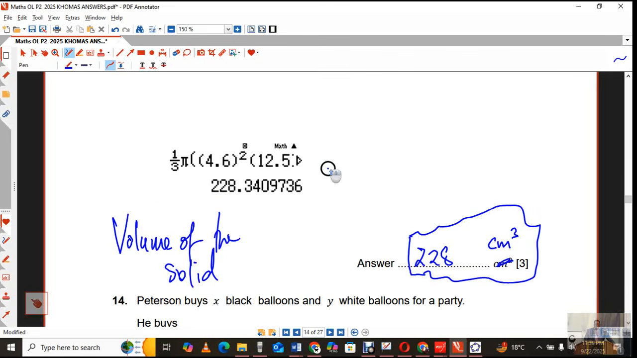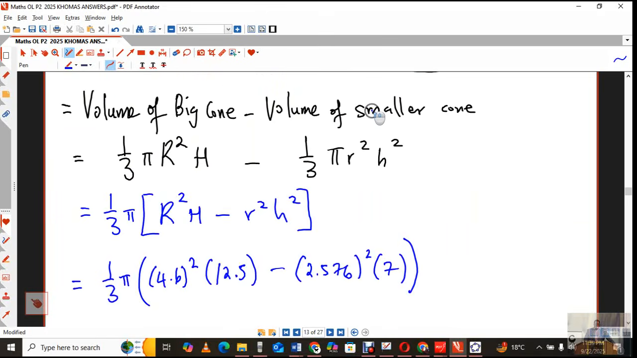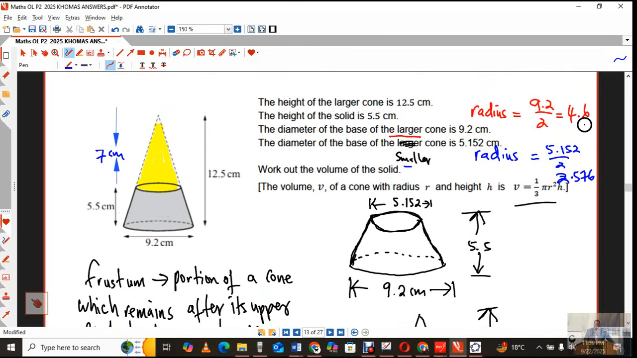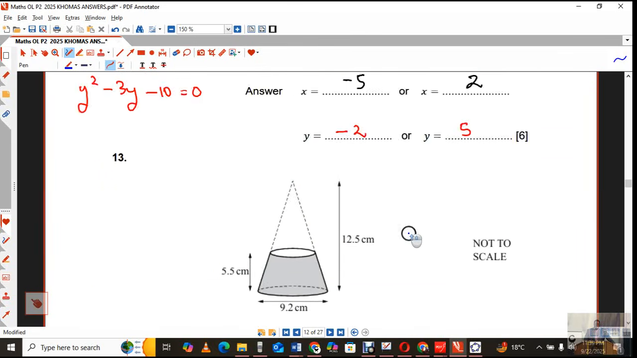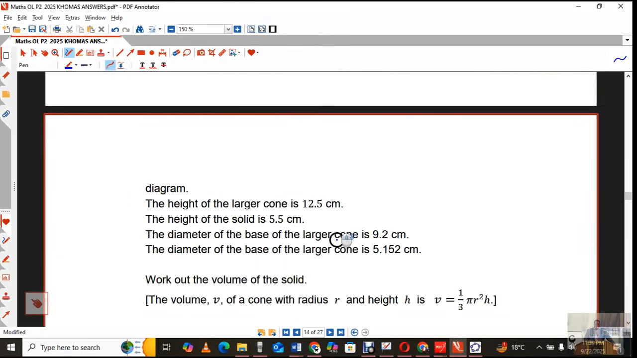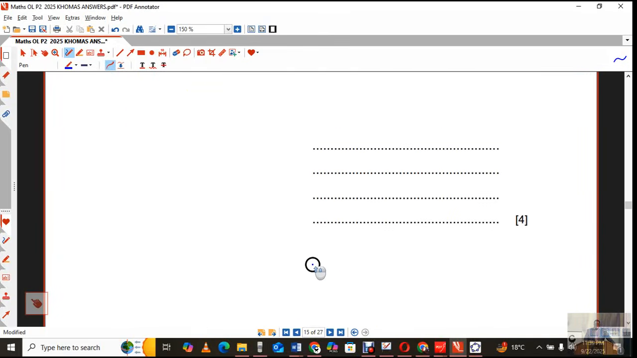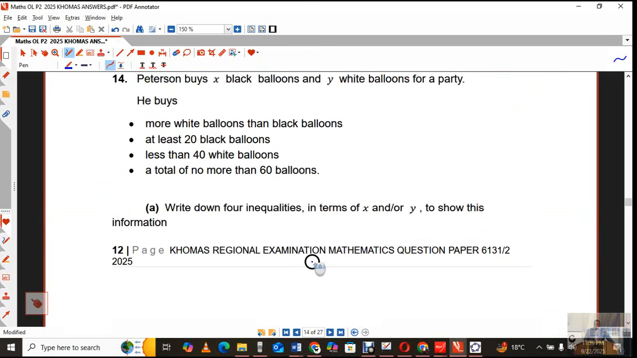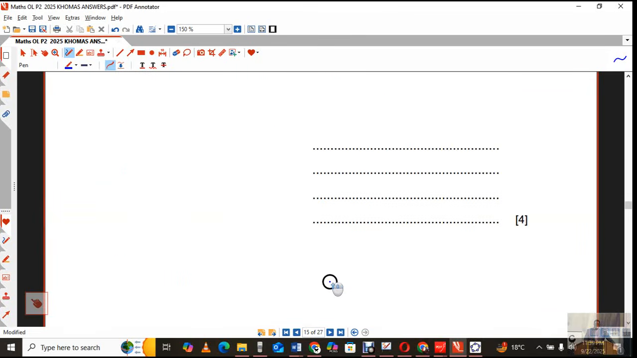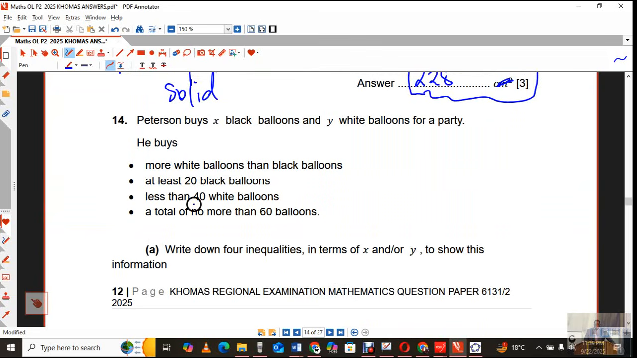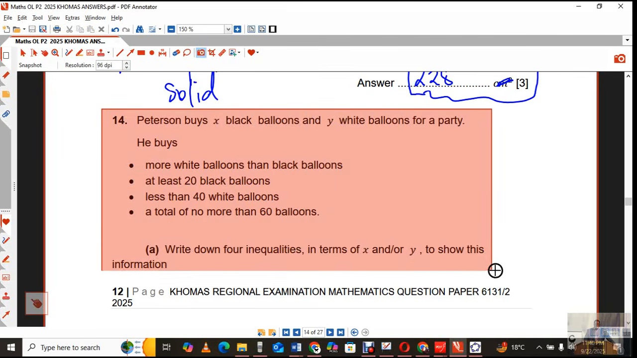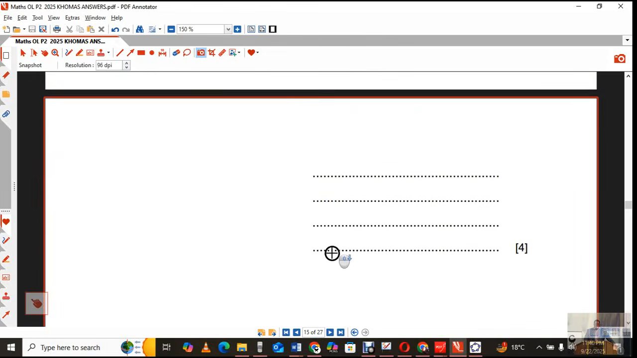Right. So it's quite a lot that we had to do there in order to find that. But once you can calculate the radius, then you don't have a problem with that. Okay, I think that brings us to the next question. The next question, perhaps I must drag that question so that it can be on the next page. Peterson buys X balloons. So let me just grab that question, the whole of it. Okay. So I can just put it over here.